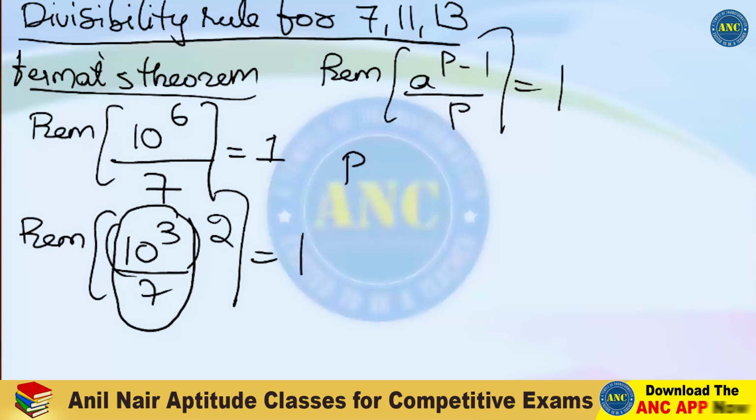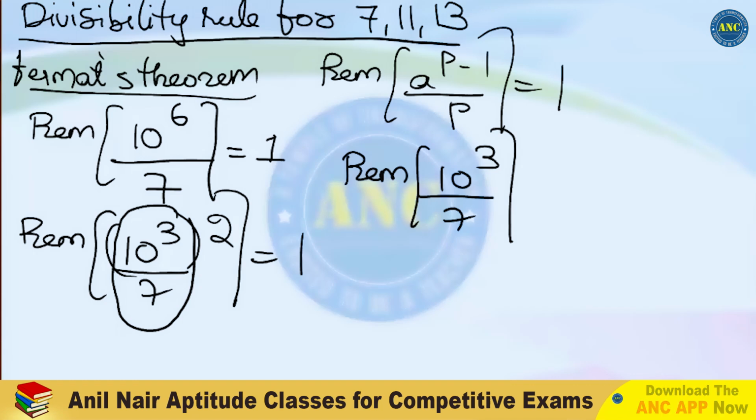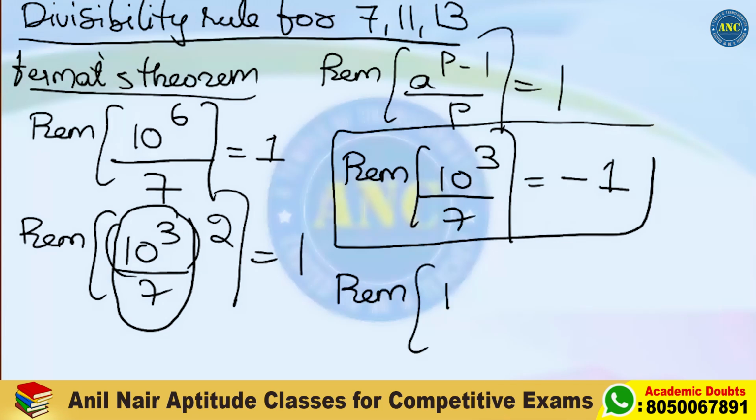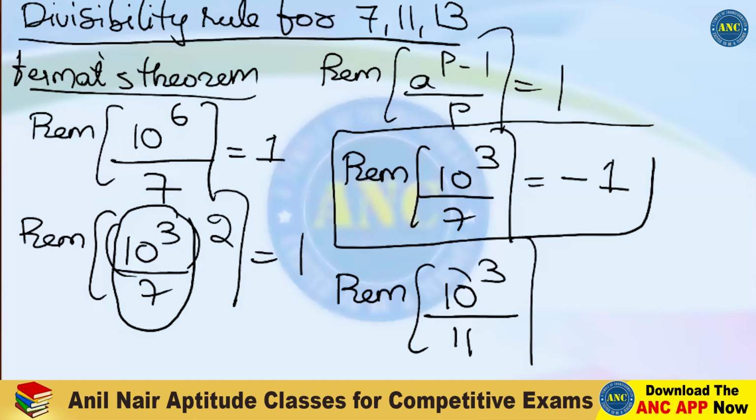I will check it out for 10 cube divided by 7. It should give you either 1 or minus 1, because 1 square is 1 and minus 1 square is 1. 7 ones are 7. 3 cube is 27. 7 fours are 28. It is minus 1. So 10 cube by 7, I got it as minus 1. 10 cube by 11: 11 ones are 11. Minus 1. Minus 1 whole cube is minus 1.